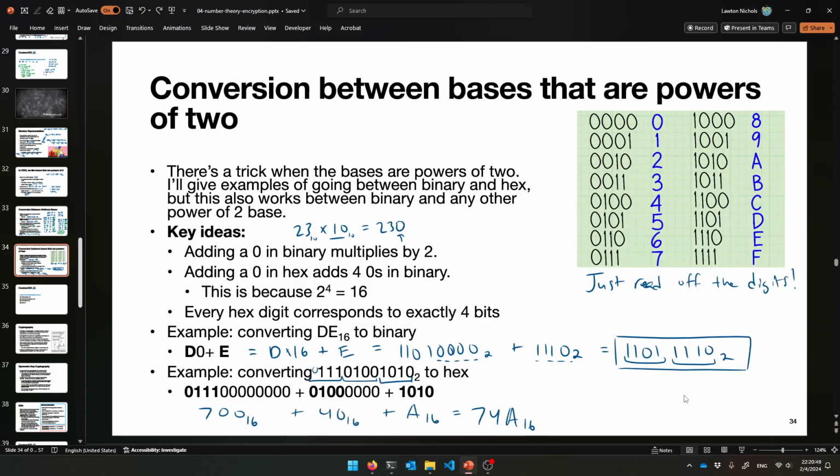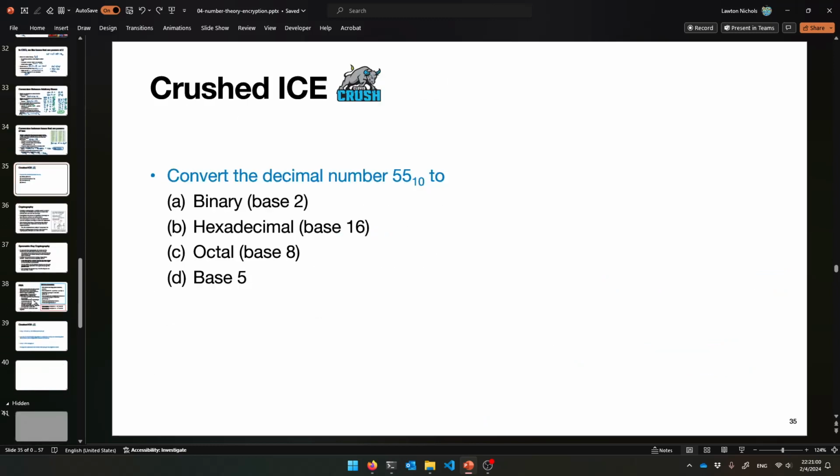So yeah, I think you can imagine that it's very easy to convert between octal and binary. And if you go through binary, you can go from octal straight to hex if you wanted to. So that's a lot of ideas. I've given you a ton of ideas.